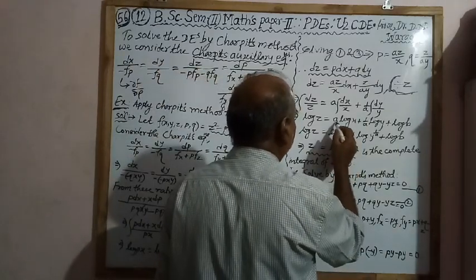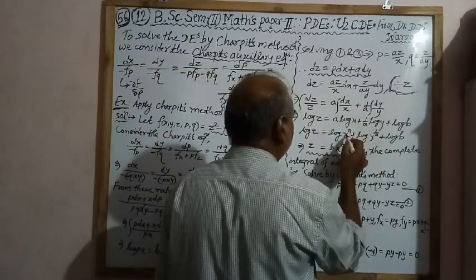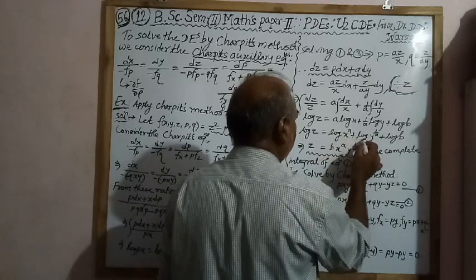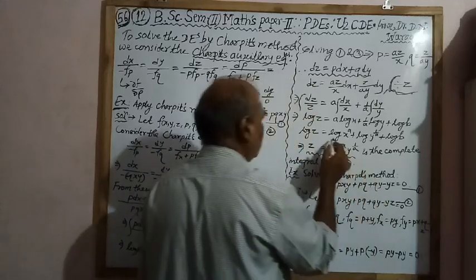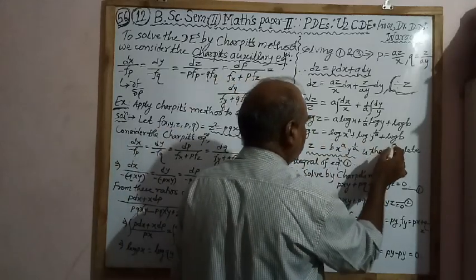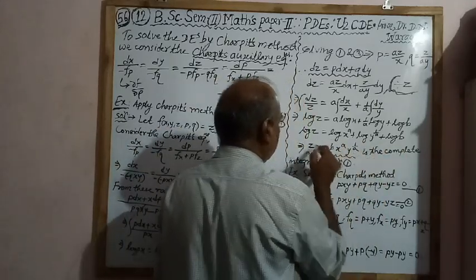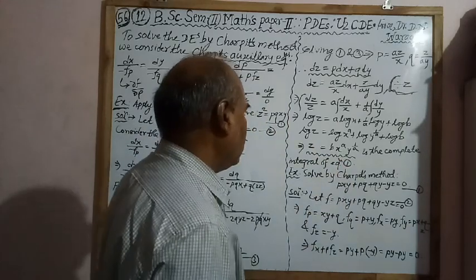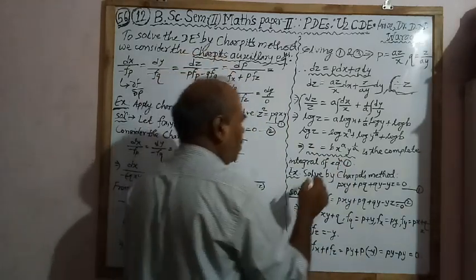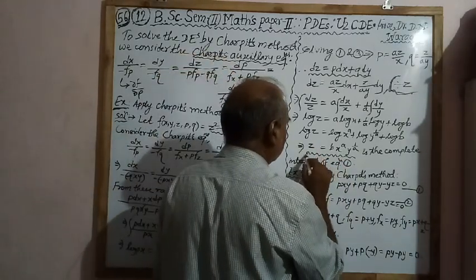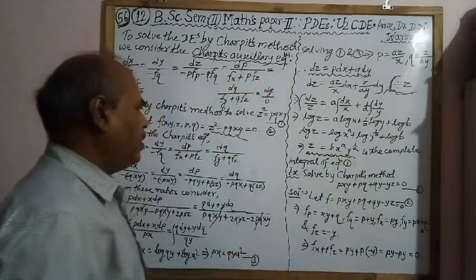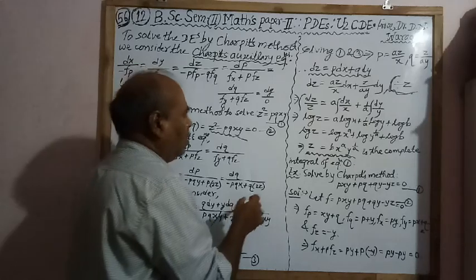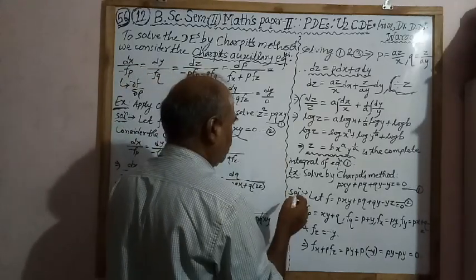Again by the rule of logarithm, this a can be taken as the index of x: log of x to the power a plus log of y to the power 1 by a plus log b. Again on the right hand side, log a plus log b plus log c, we have log of abc. Therefore log cancels on both sides. Now this is the required particular integral, or we can say complete integral of the given differential equation 1.